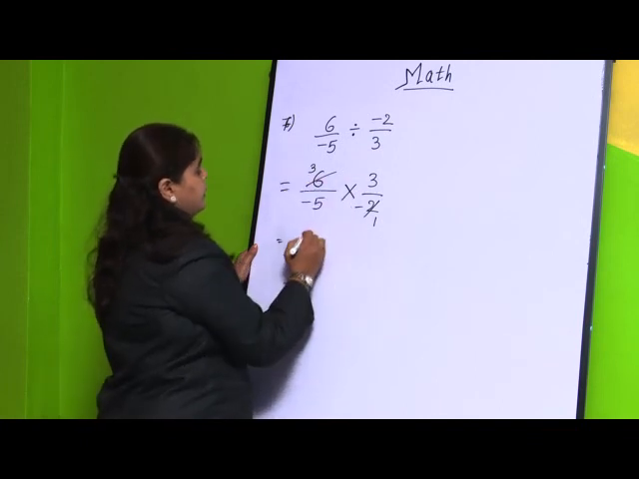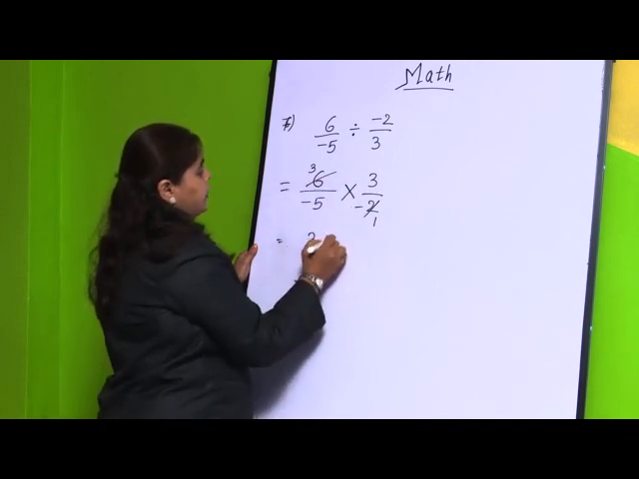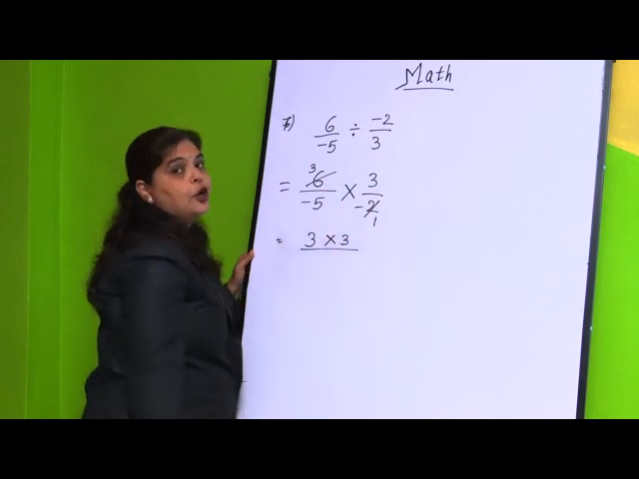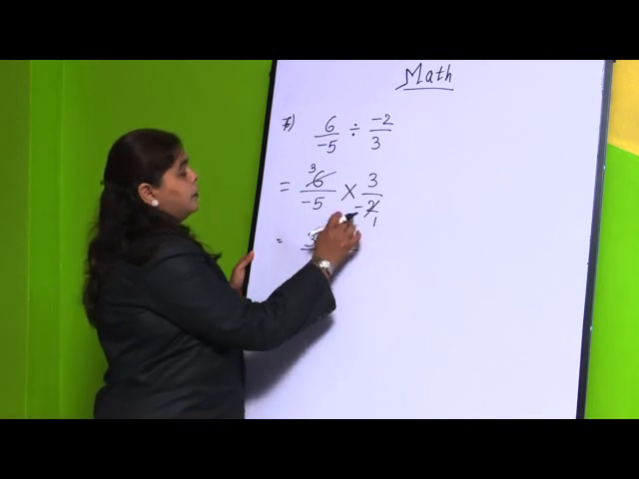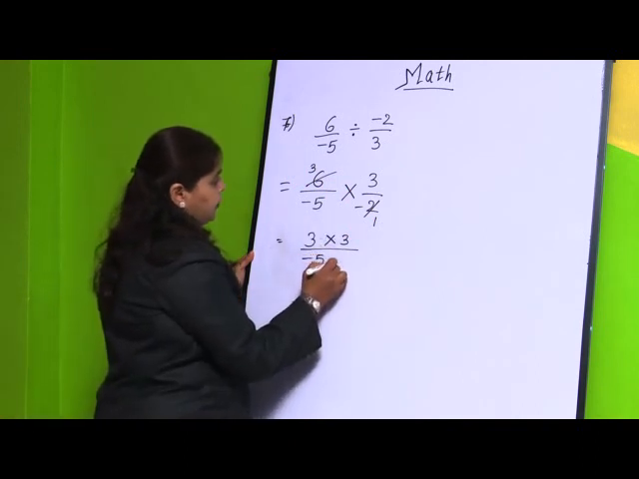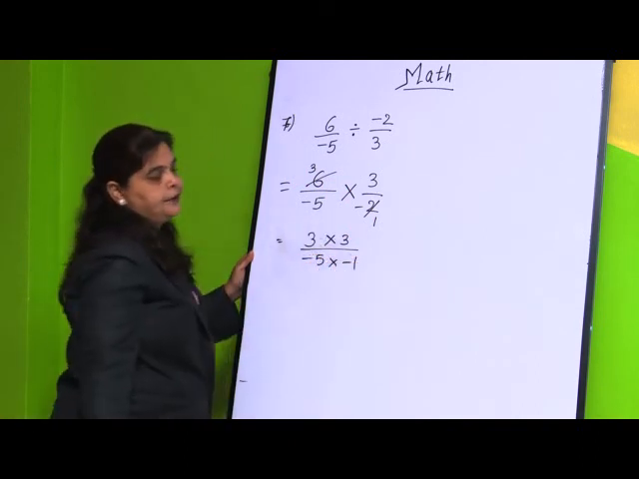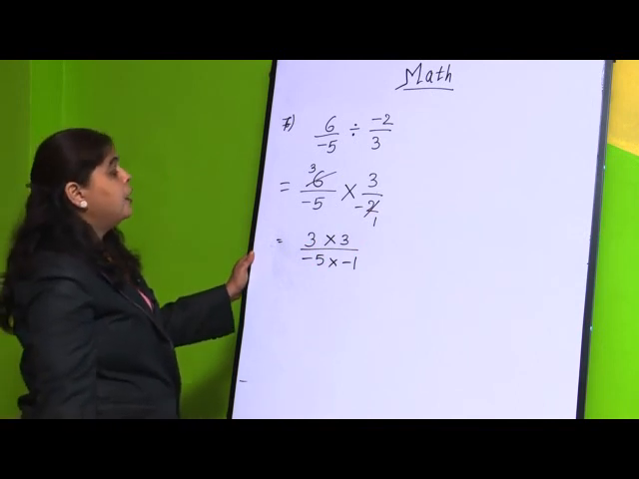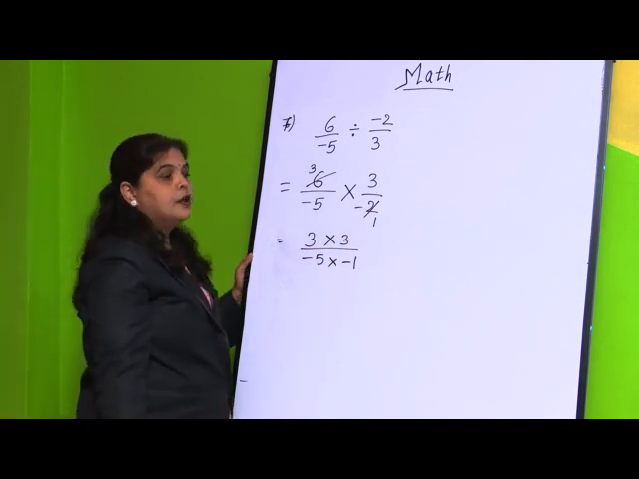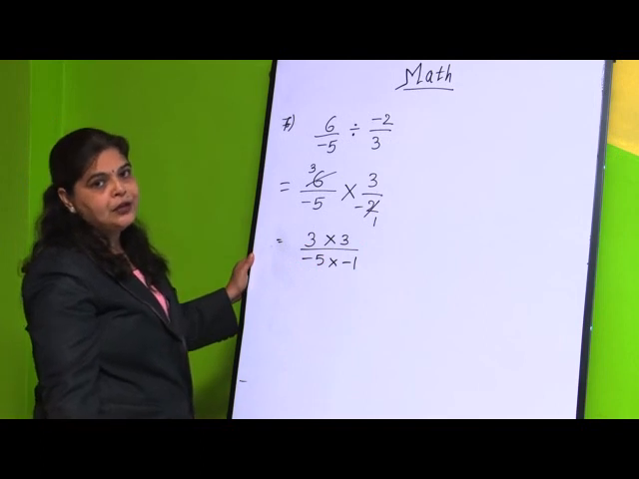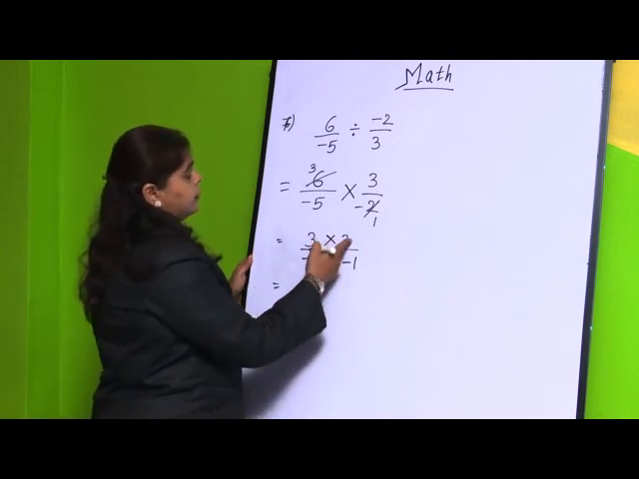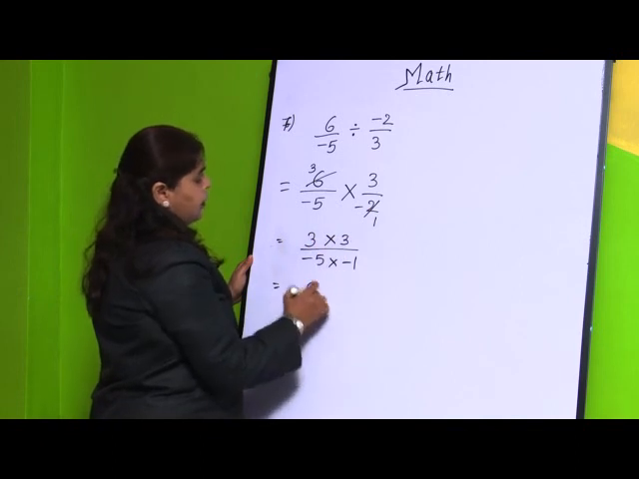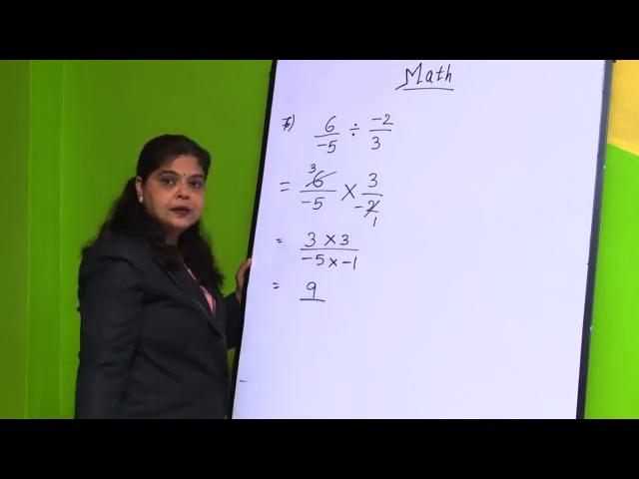So, what will be here multiplication? 3 multiplied by 3, that is nothing but numerator to numerator we are multiplying, and here minus 5 multiplied by minus 1. Minus 5 multiplied by minus 1. Now, you are very familiar with our integers. So, we will use here that 3 3s are 9, minus into minus is plus.